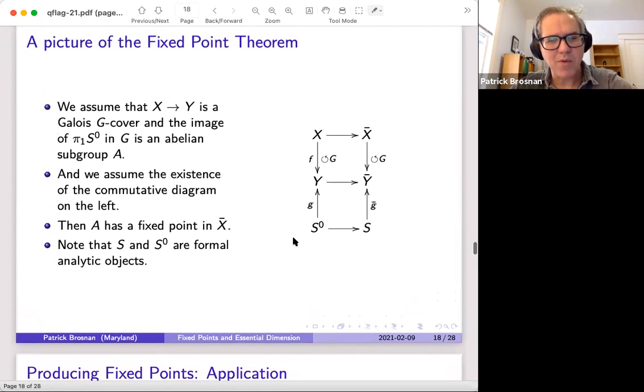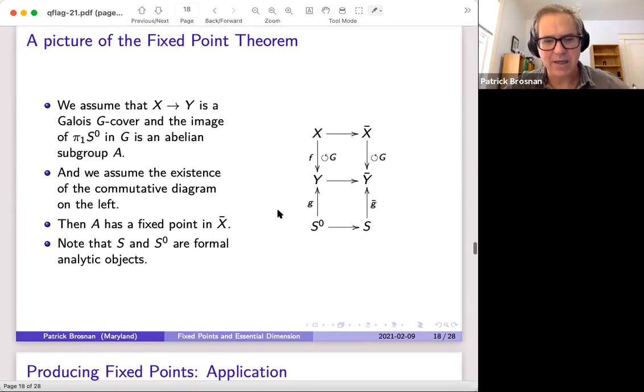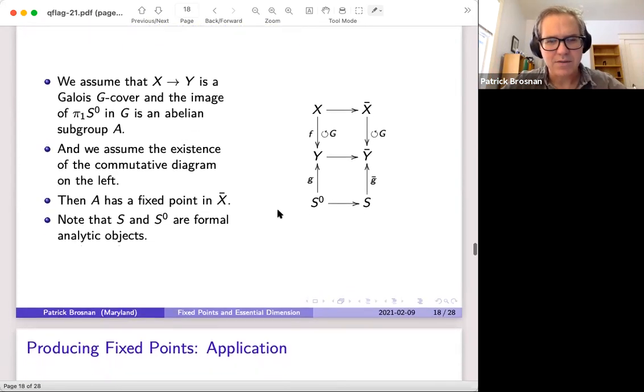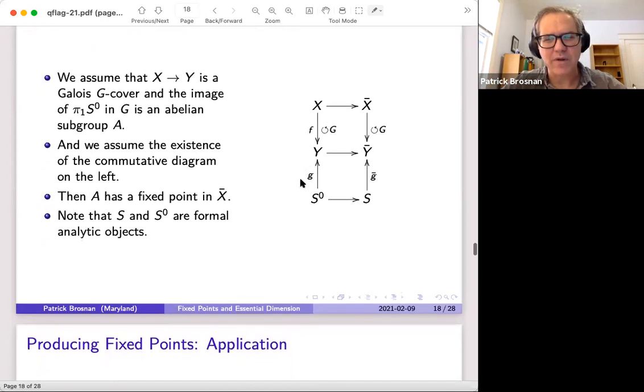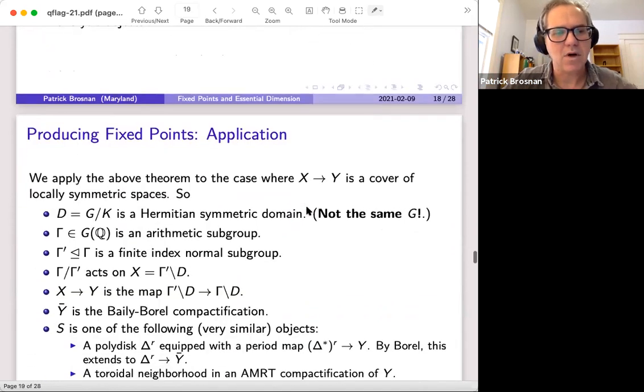But maybe one more thing I should say to prove the theorem. The proof of the theorem is actually strangely similar to the proof of the going down theorem. So it's kind of harder to say than it is to prove, actually. And the main idea is really the same as the main idea of the going down theorem. So essentially what you do is you pull this whole situation back to S naught, and then you play with it there and use the idea of the going down theorem.